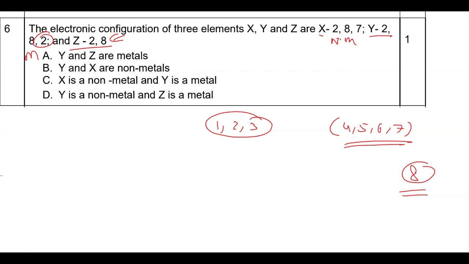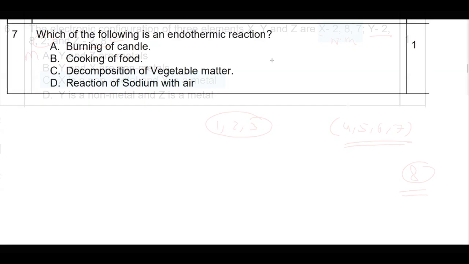So we figured out that X is a non-metal, and Y is a metal. So the option C is correct in this case.